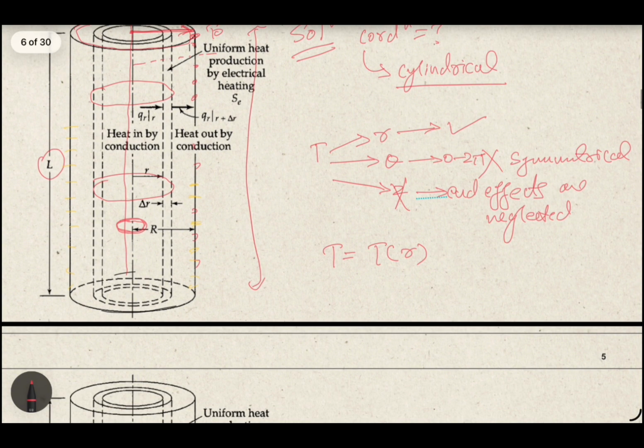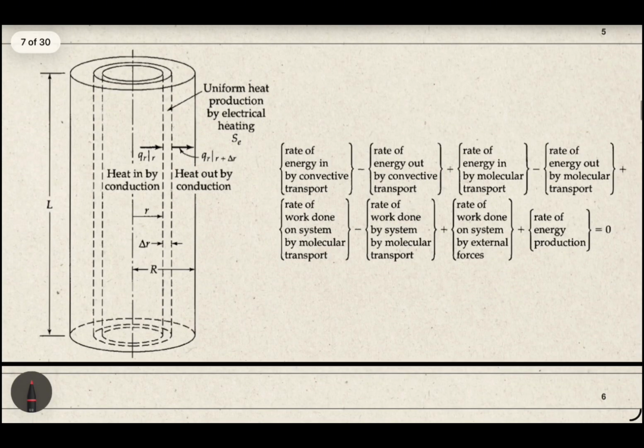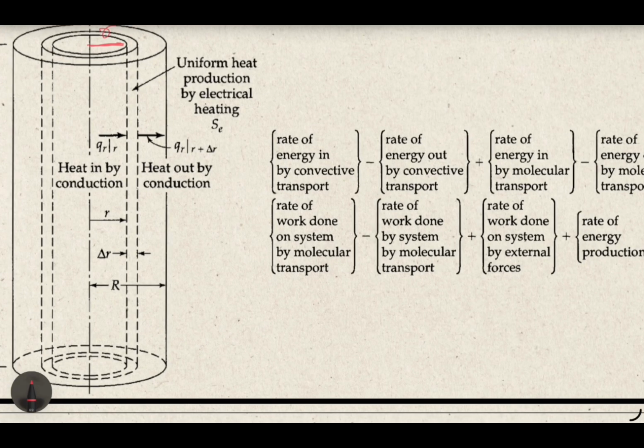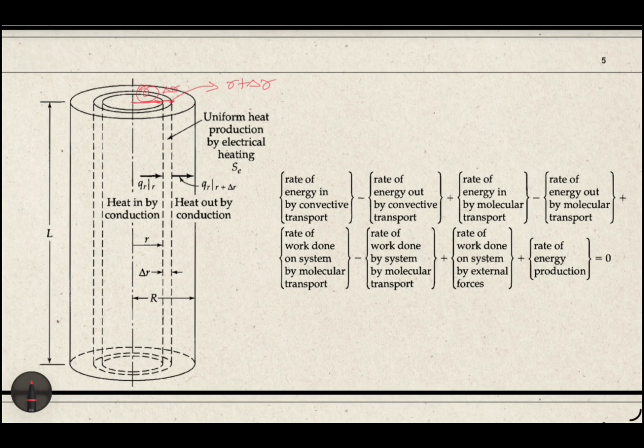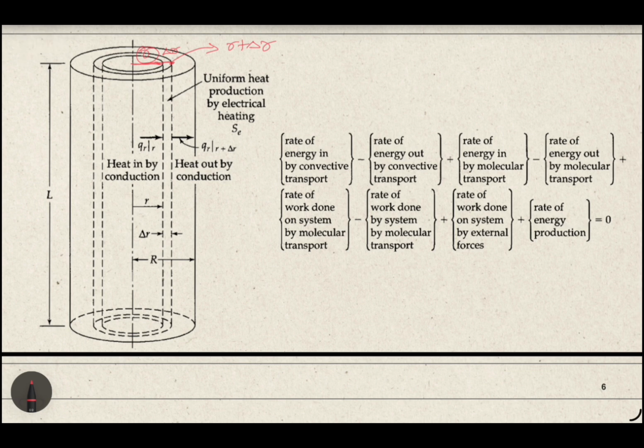So now we can assume a shell. Moving a distance r from the center, we consider a shell of thickness delta r. So this point would be r plus delta r, and this point is R. This is our shell, and it will look like a hollow cylinder. Now let us apply the shell balance equation.